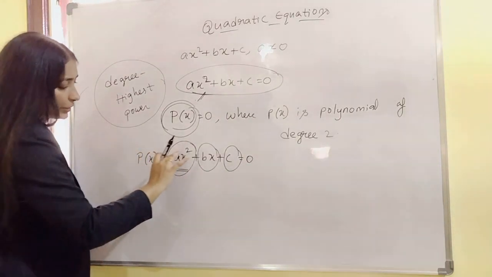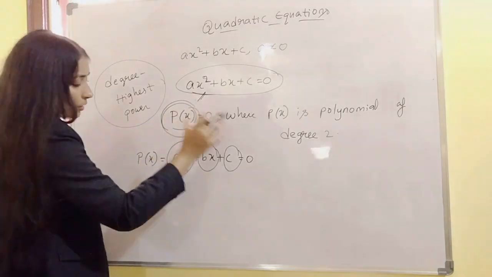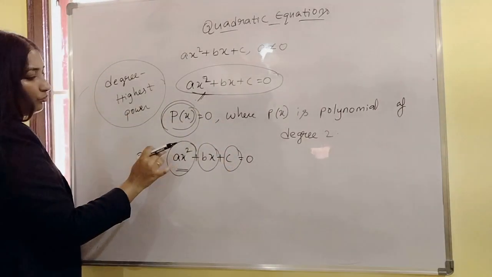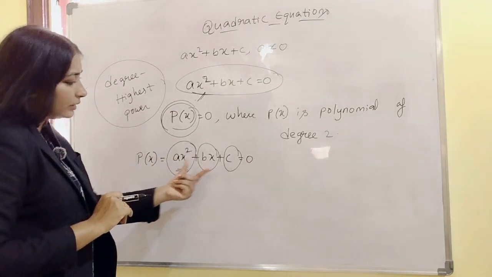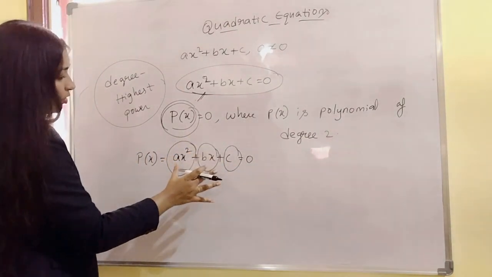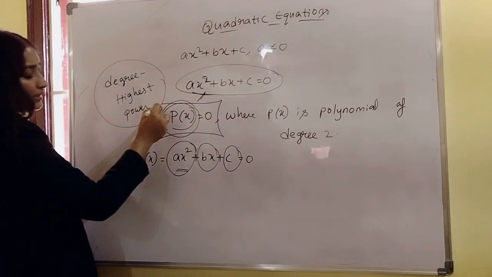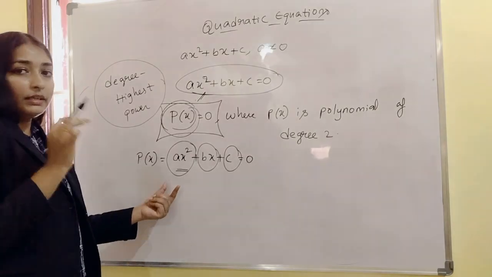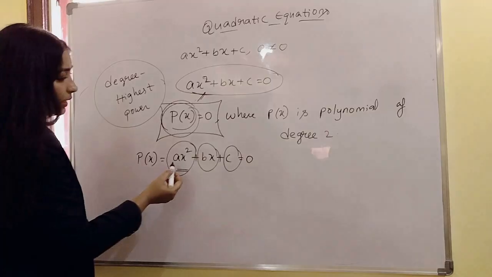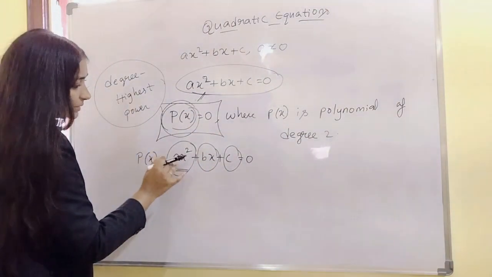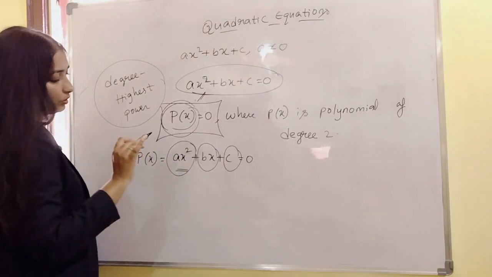So I wrote the terms of the expression in descending order. Tell me now, what is the degree of this expression? 2. What is the highest power of this expression? 2. So now I equated this expression to 0 and I got the quadratic equation. So what is the quadratic equation? p of x is equal to 0. What is the degree of the quadratic equation? 2. You understood? So here I wrote the terms of the quadratic expression in descending order, and then you get the standard form of the quadratic equation.